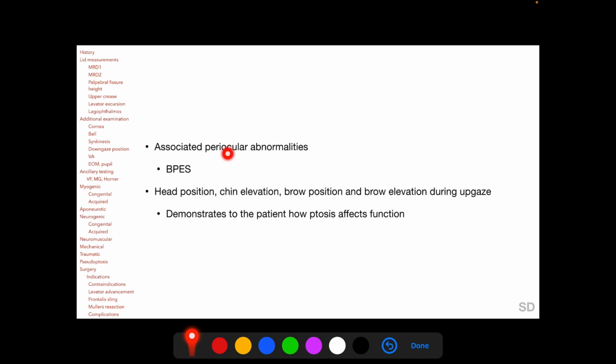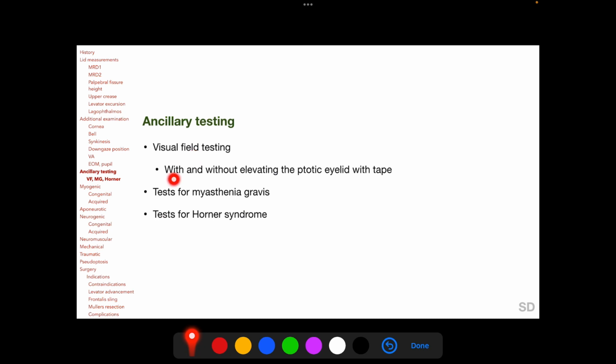Associated periocular abnormalities as found in blepharophimosis syndrome should be looked for, along with abnormalities in head position, chin elevation and brow position. Demonstrating brow elevation during upgaze indicates to the patient how ptosis affects function and how surgical correction may help. Visual field testing once with and once without elevating the ptotic eyelid demonstrates how the visual field is affected by the ptosis, and tests for myasthenia gravis and Horner syndrome should be done when they are suspected.